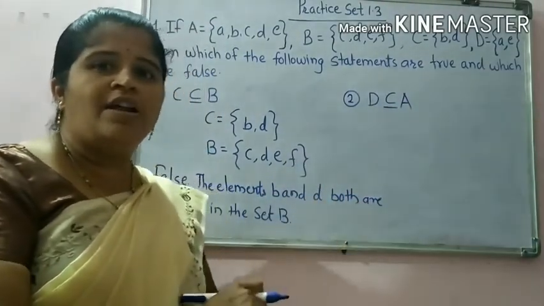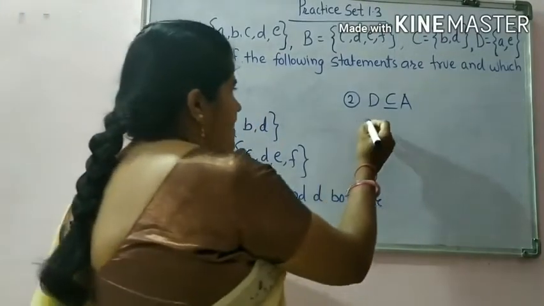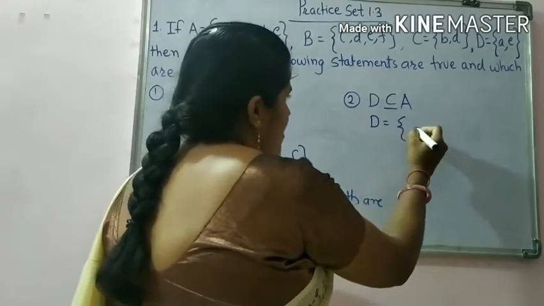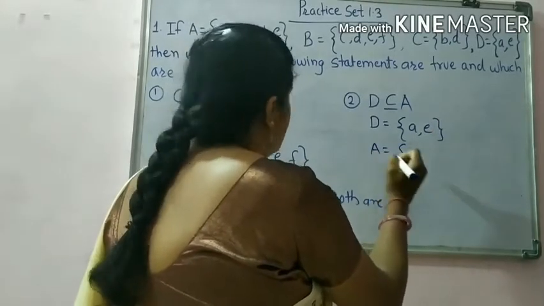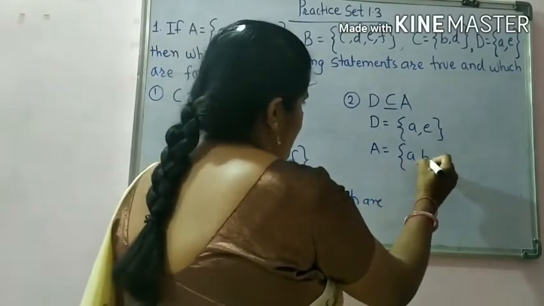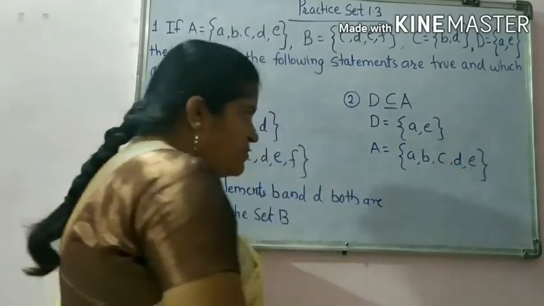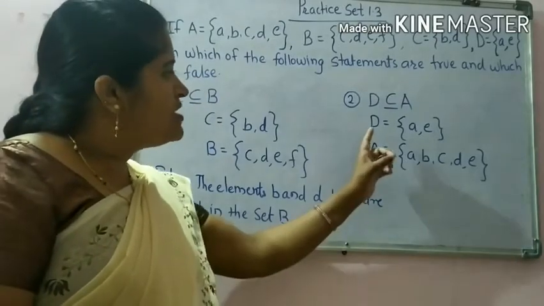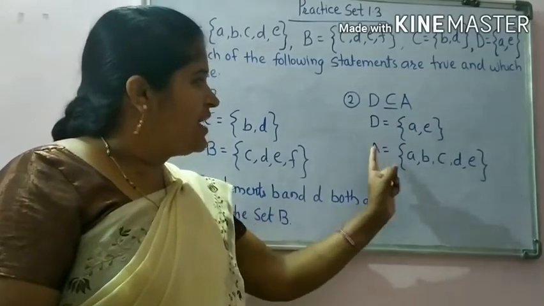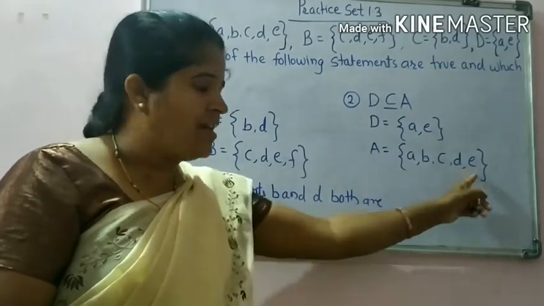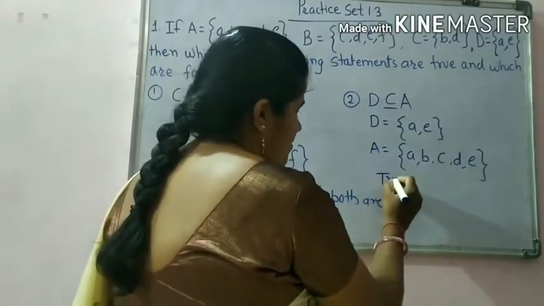Now we are going to find whether D is a subset of A or not. Here the elements of set D are A, E. The elements of set A are A, B, C, D and E. Now observe carefully. Here the elements of set D, A and E, both the elements are present in the set A. Here is A and here is E, and therefore the given statement is true.